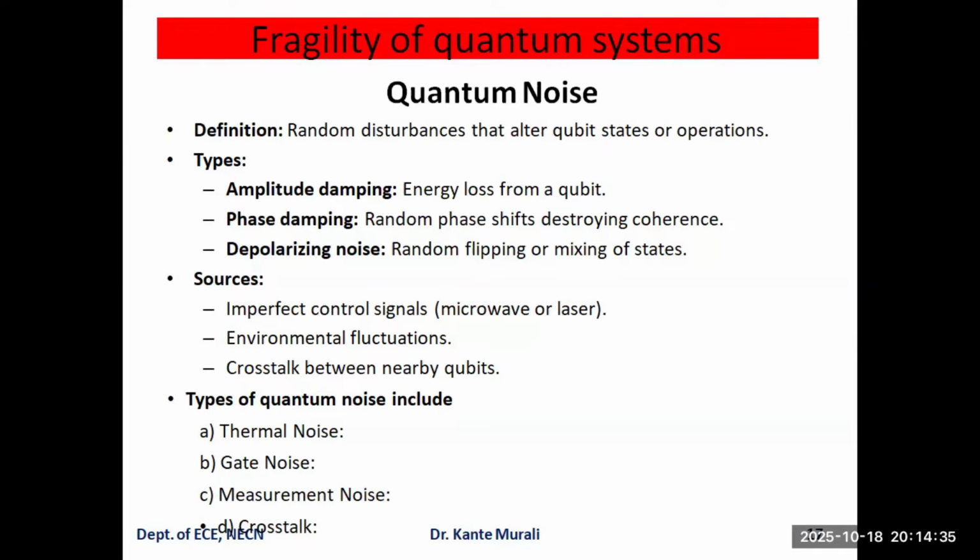Now there are various sources which cause the noise: imperfect control signals, temperature fluctuations, electromagnetic interference, even neighboring qubit interactions called crosstalk. For example, if you shout in a pit room, your echo might disturb others. That's what crosstalk is in quantum arrays. The types of quantum noise include thermal noise, gate noise, measurement noise, and crosstalk.